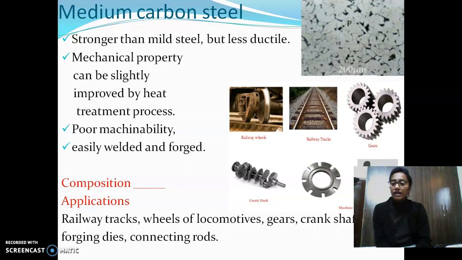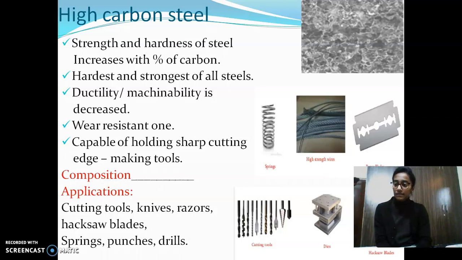The composition of medium carbon steel is 0.29 to 0.54% carbon with 0.60 to 1.65% manganese. It is stronger than mild steel but less ductile. Its mechanical property can be slightly improved by heat treatment process. It has poor machinability. It's easily welded and forged. So the applications of medium carbon steel are: it is used in railway tracks, wheels of locomotives, gears, crankshafts, forging dies, connecting rods. Next, coming to the high carbon steel.